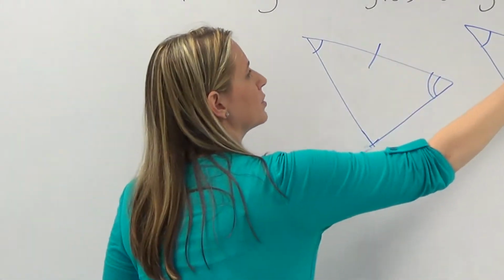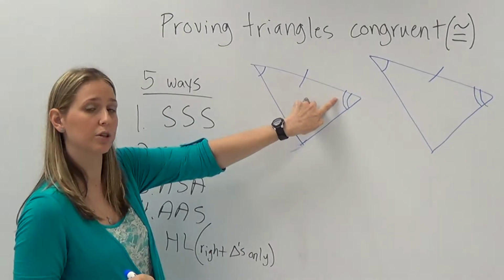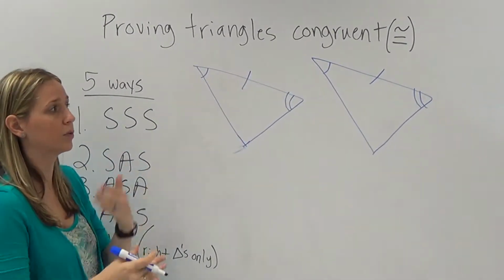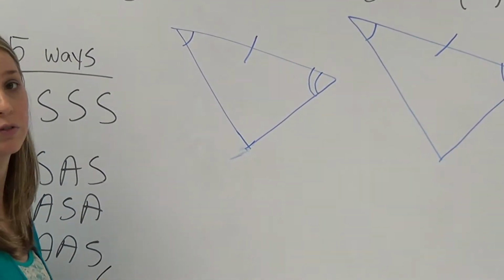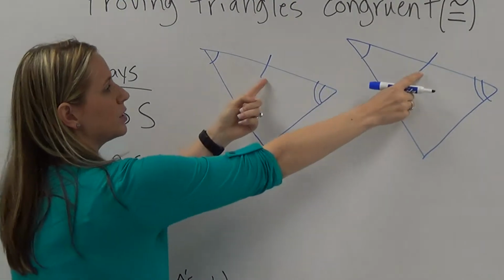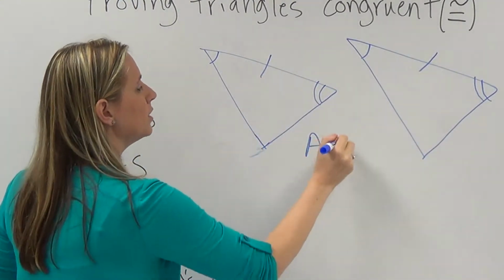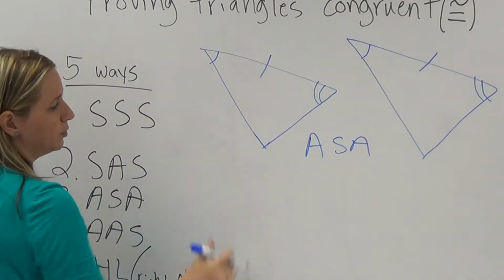In order for it to be angle, side, angle, it has to be between the 2 congruent angles. And notice I used 2 arc marks here because I've already used 1. So just like with these slash marks, you have to increase the number as the number of congruent angles goes up. So we've got angle, side, angle. So this one is angle, side, angle. Okay. Let's look at another one.